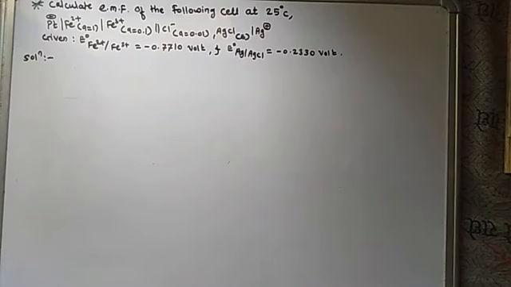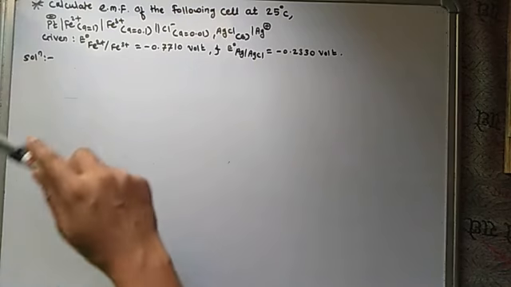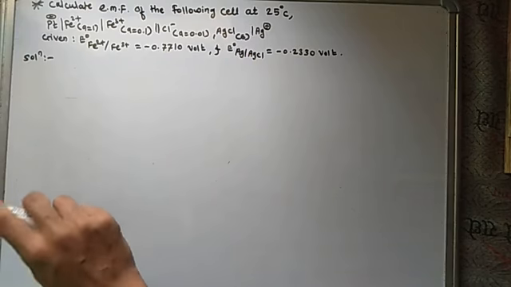Hello students, in the previous video we have seen the Nernst equation. So in this video we are going to find out the EMF of the cell by using the Nernst equation. Let me see the first problem. Calculate EMF of the following cell at 25 degrees Celsius, and the cell reaction is given.